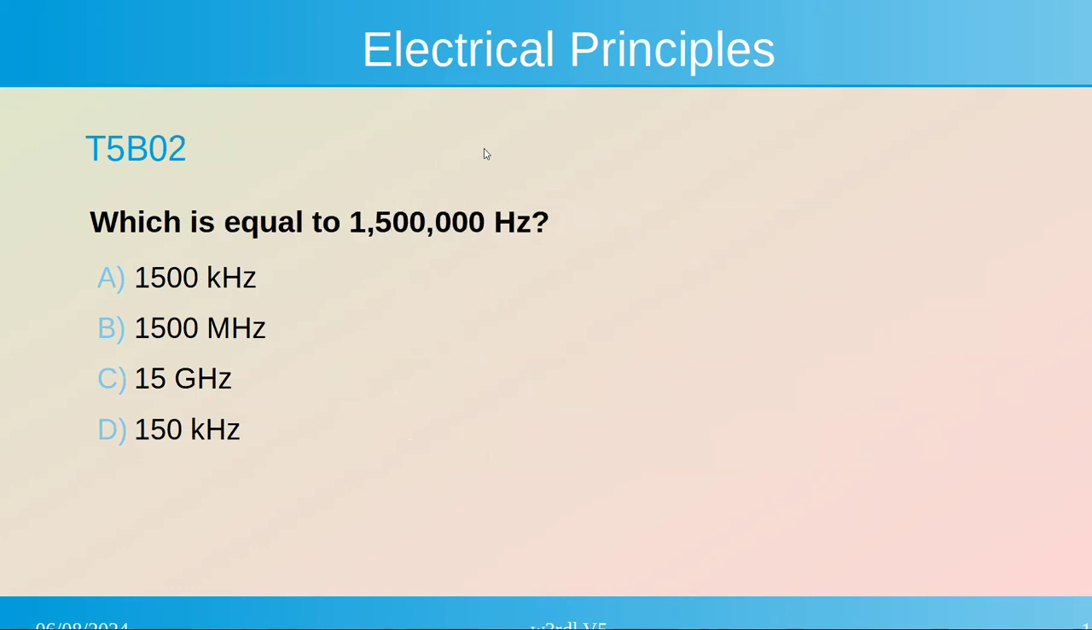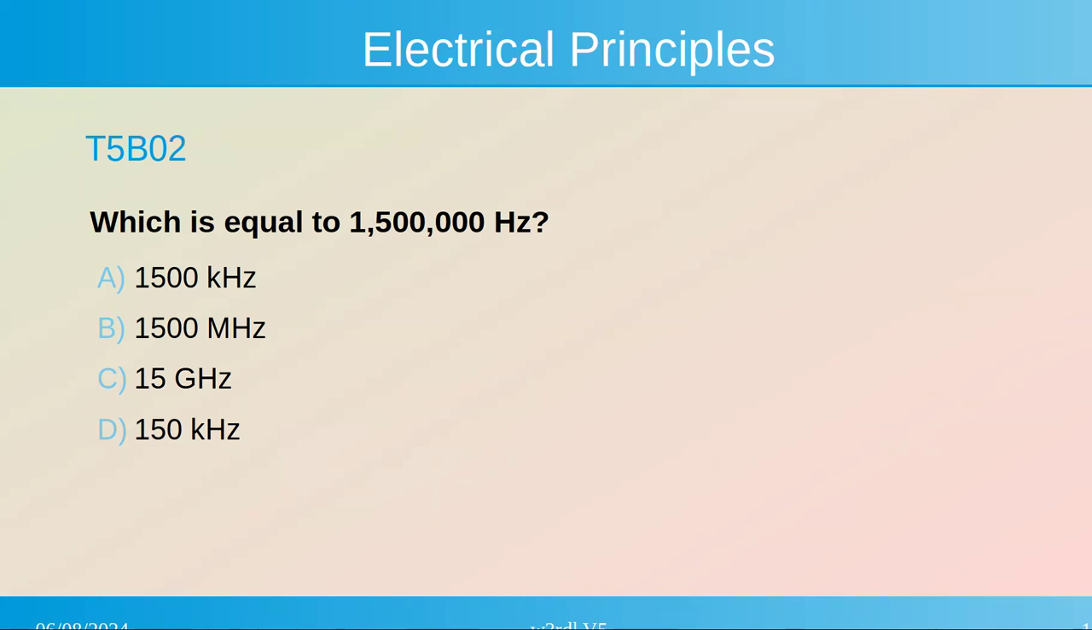Which is equal to 1,500,000 hertz. You don't normally see it written out that way, for obvious reasons. Now, they're trying to confuse you because one answer is in kilohertz, one's in megahertz, and one's in gigahertz. So you gotta pick the right one. So you probably have to work them all.